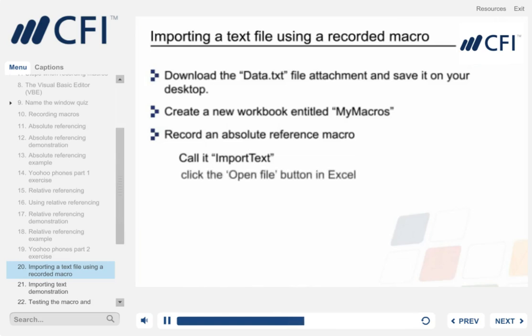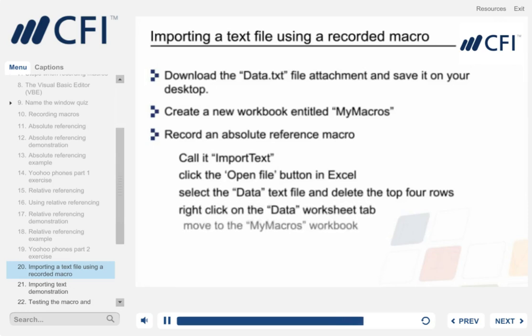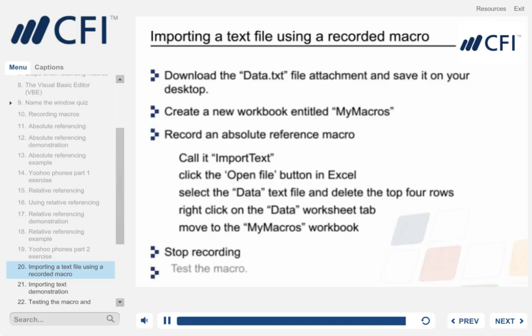Next, click the Open File button in Excel, select the data text file, and delete the top 4 rows. Next, right-click on the Data Worksheet tab and move the Data Worksheet to the My Macros workbook, and make sure to move it to the end of all the worksheets. Stop recording and test the macro to make sure it works.